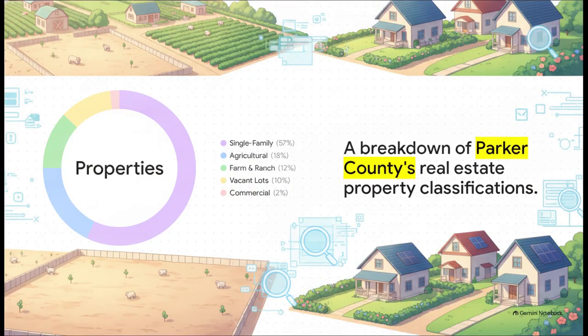Just to put into perspective the sheer scale of data you've just unlocked, the PCAD database tracks over 51,000 single-family residential homes in Parker County. But it's not just houses. They're tracking nearly 16,000 agricultural tracts, over 10,000 farm and ranch properties, and over 9,000 vacant lots. It is an incredible amount of certified market data sitting right there at your fingertips.